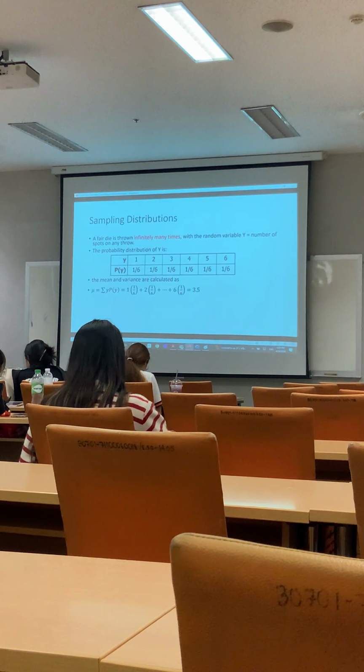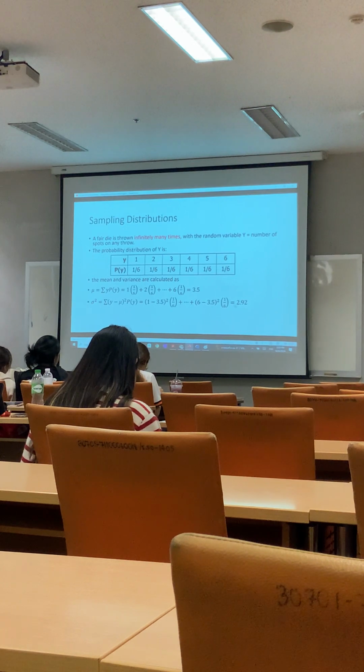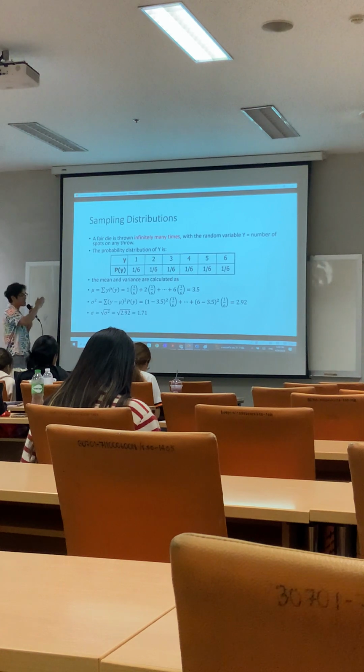And we have calculated the mean already, right? Because it's discrete, that means just a sum, no integration, the sum of y multiplied by the probability. And it is 3.5. The variance, again no integration, is just a sum of y minus mu squared weighted by probability, and that is 2.92. And the standard deviation is the square root of the variance, which is 1.71.